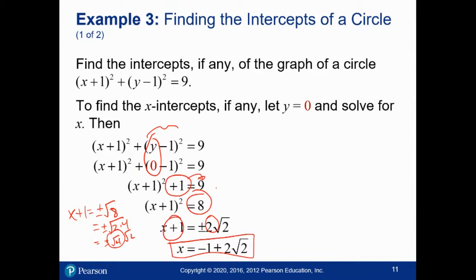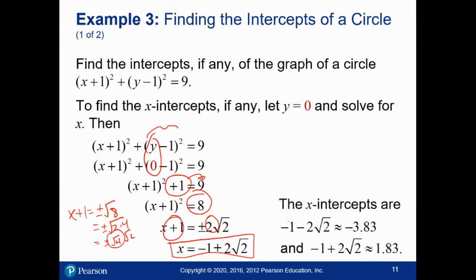So it has 2 x-intercepts. -1 minus 2 root 2, which is about -3.83, but honestly, if you just write it like this, that's more accurate. When it comes down to plotting it, it is convenient to have a decimal approximation, but if you're just writing it without drawing any graphs, -1 minus 2 root 2 is totally fine. And -1 plus 2 root 2, which is approximately 1.83.